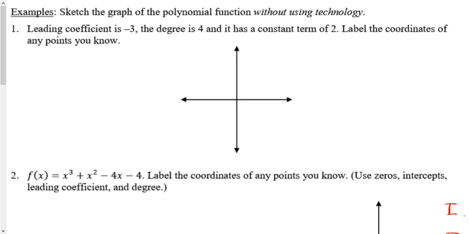And for question number 1, I'd like you to try it. It's called an example, but I think you could try it. So given what you know about the shape of a graph, here we have a leading coefficient of -3. We know the degree is 4 and the constant term is 2. Oh, we didn't talk about constant terms, but you probably remember. What might this graph look like? There's more than one correct answer, but see what you come up with for this graph.